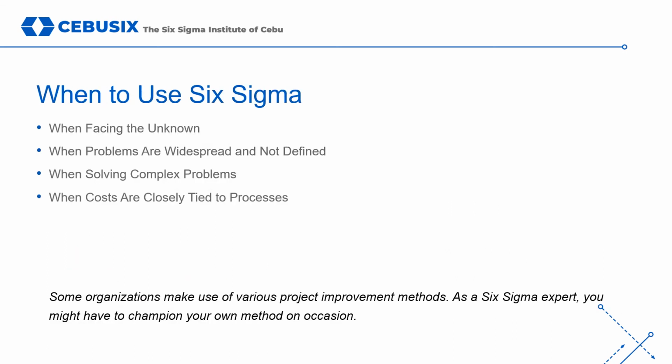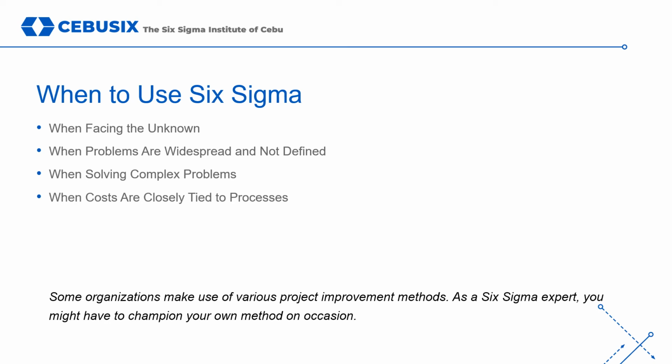Some organizations make use of various project improvement methods. As a Six Sigma expert, you might have to champion your own method on occasions. In this section, we are going to discuss how to determine whether to use Six Sigma methods to solve a particular problem. We will go into more depth regarding the complexity of problems that we may face and how well they have been or can be defined.